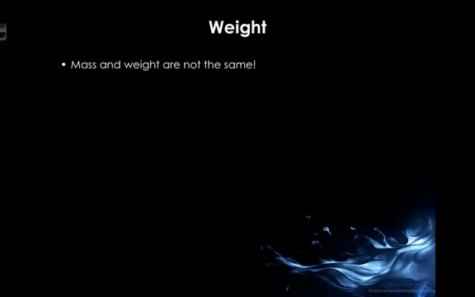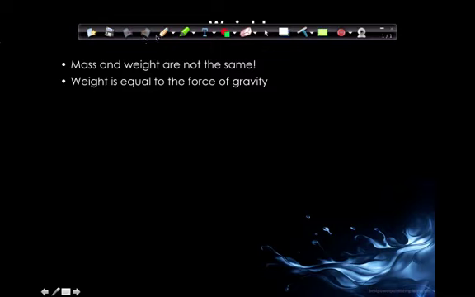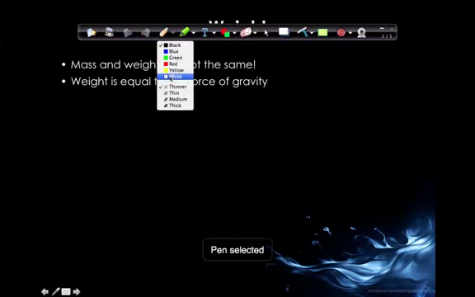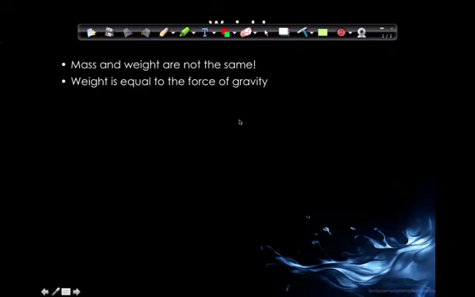So mass and weight are not the same thing. Weight is equal to the force of gravity. So every time that we've done free body diagrams where we have listed F of G, let's do an example of that. If we have some object resting on the ground, the F of G, the force of gravity pulling it down, is the same thing as weight.